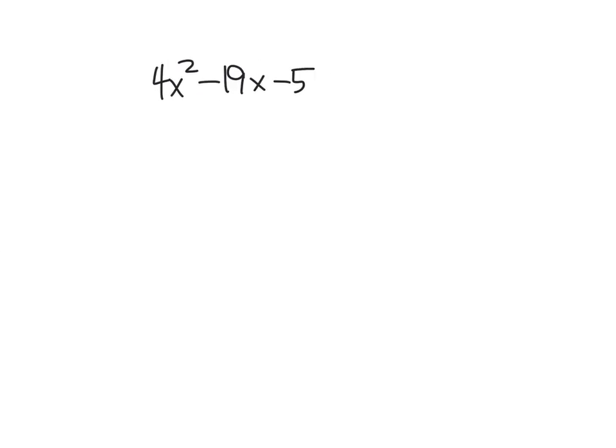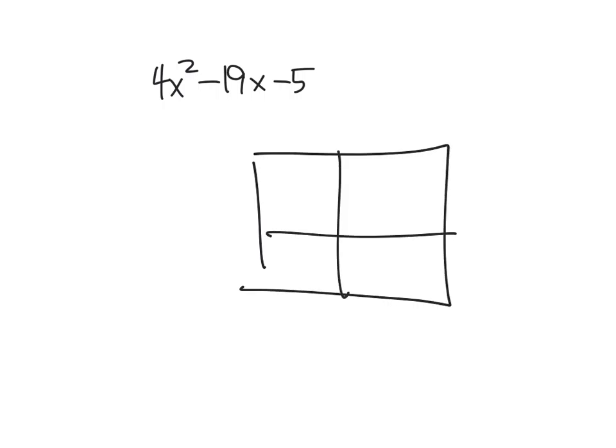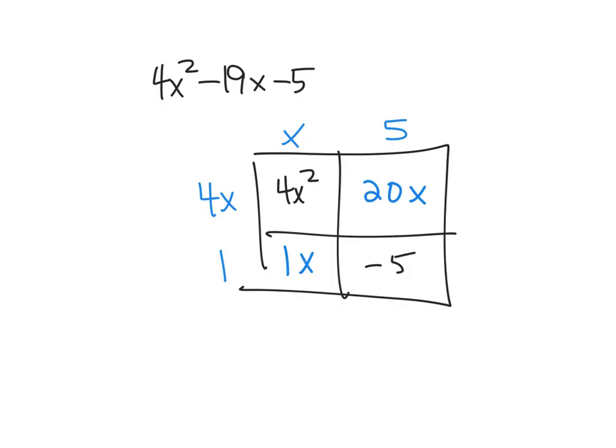And we want to use the box method. We know that 4x squared goes here. We know that negative 5 goes here. And I'm going to guess that this is going to be a 4x and an x. And then I think I'm going to try 5 here and 1 here. All right, let's see if that works. So let's find out our internal terms. So we end up with 20x and 1x.